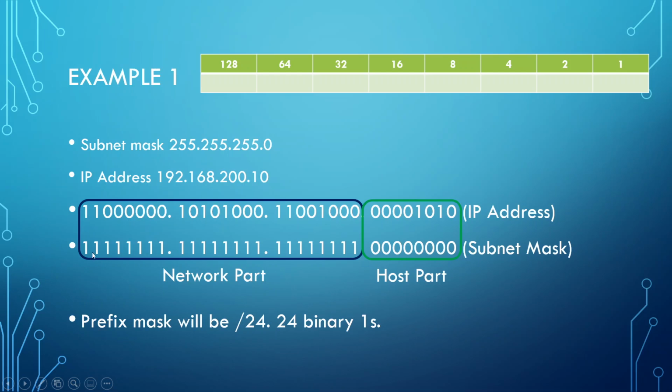255.255.255 is made up of 8 ones followed by 8 ones followed by 8 ones. So that means that the first 3 digits of the IP address represent the network part, and the last digit of the IP address represents the host part. That means that for any devices in this network, the first 3 digits have to be exactly the same. The first 3 digits have to be 192.168.200. And the prefix mask will be a /24, because if you count from left to right, we have 24 binary ones.